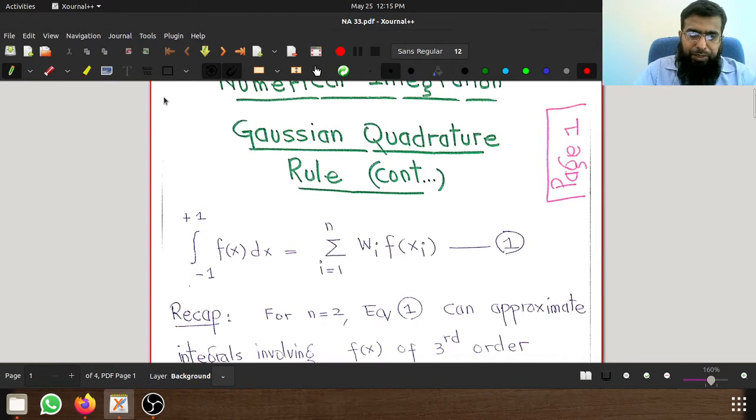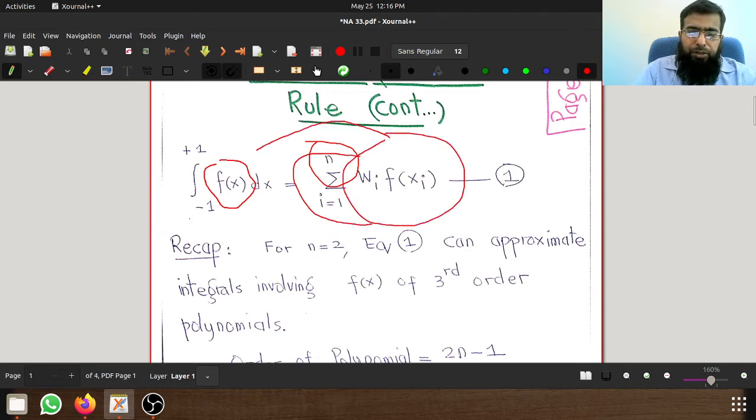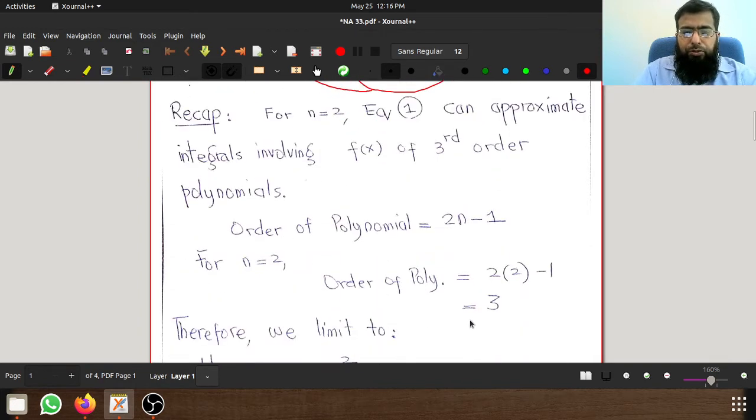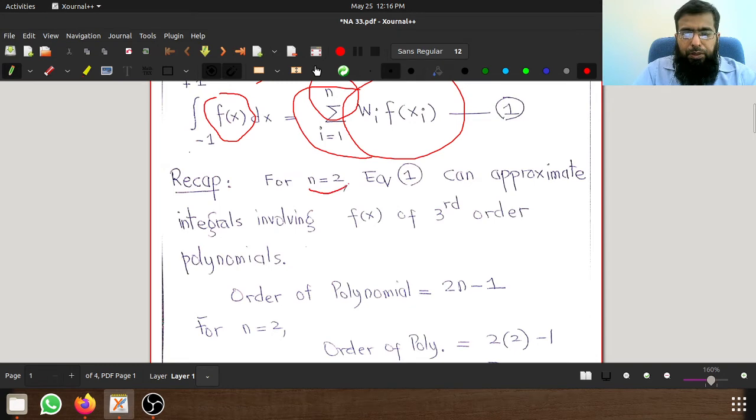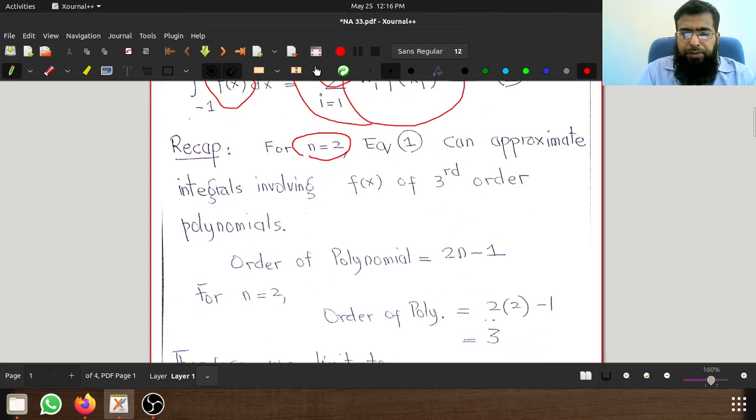N is a very important number. For n is equal to 2, the maximum order of the polynomial that this approximation of the integral can cater for is 2n minus 1. So if you put n is equal to 2, the maximum degree of polynomial that we can expect for f of x should be 3.